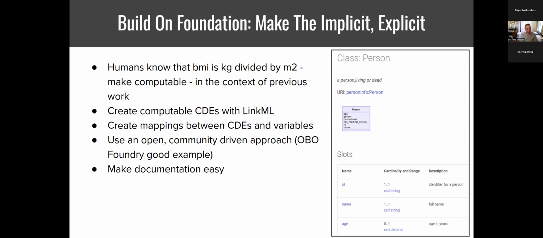So we want to create computable CDEs using LinkML and create mappings between CDEs and variables and other CDEs. And we want to do this using an open community-driven approach. The strategies used by the Obo Foundry are a good example. And we also want there to be plenty of documentation so people can learn about this as we go and make sense of all of this work that's being done. And part of the accompanying tooling with LinkML is this way to automatically create documentation. So here's an example of a web page that would be created using the example person class that we looked at before. And that's automatically created documentation.